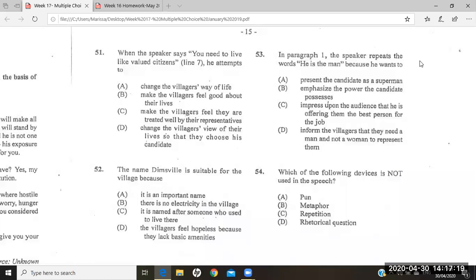And 54, which of the following devices is not used in the speech? So based on the speech here, which one of the devices do you not see being used in the speech? So did you guys see any puns, any metaphor, repetition, or rhetorical question? Which of the devices were not used in the speech? Well, I did see the name Dims, but it was a metaphor. So we saw metaphor, we saw repetition, he's the man, and we did see the rhetorical questions. So the answer for 54 is a pun.